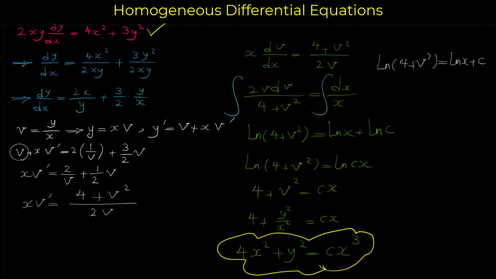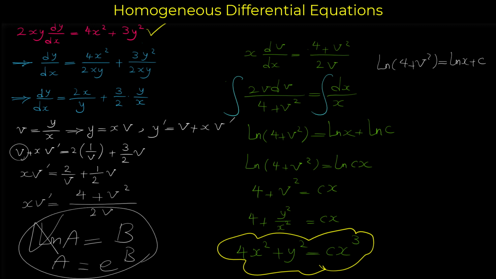Another way that you can do this is to say, because ln of this expression equals ln of x plus c, we know that we have these rules. If ln of a equals b, to get rid of this ln, we can say a equals e to the b. If we use this, we can say 4 plus v squared equals e to the power of ln of x plus c. So we use this technique: ln of a equals b, then a is e to the b.